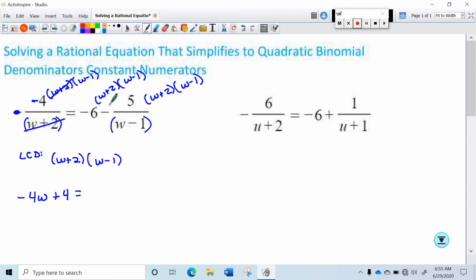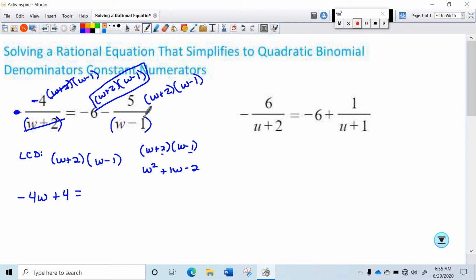Okay, over here, you have to deal with that binomial and figure out what it is. So let's go ahead and multiply that. W plus 2 times w minus 1. So I'm going to have w squared, and then in the middle I've got a positive 2 and a negative 1, so that's plus 1w, and then multiply the last two terms. 2 times negative 1 is negative 2.